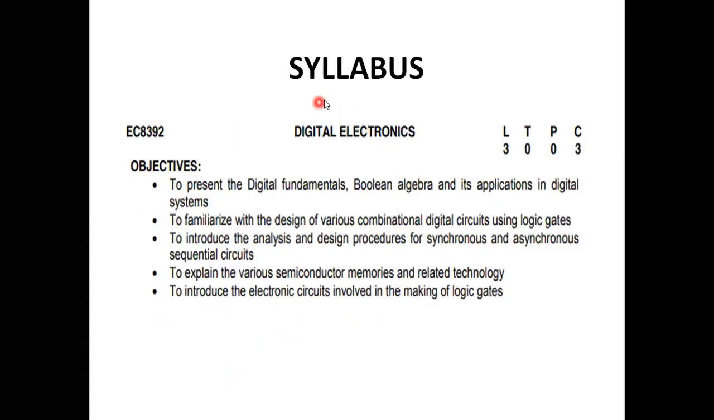So, syllabus of digital electronics. First we'll see the objective of digital electronics. Here we have 5 objectives. The first objective corresponds to Unit 1: to present the digital fundamentals, Boolean algebra and its applications in digital systems. Yes, the first unit deals with the basics of digital, that is, number systems.